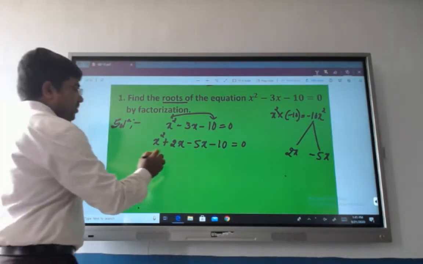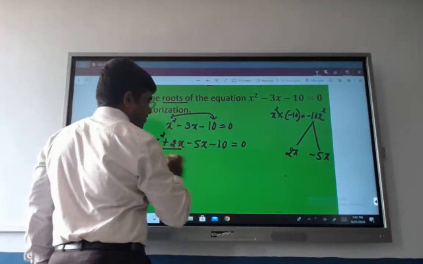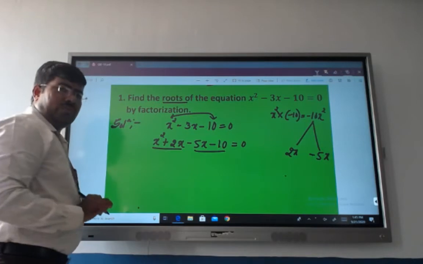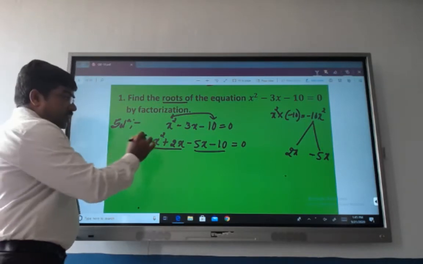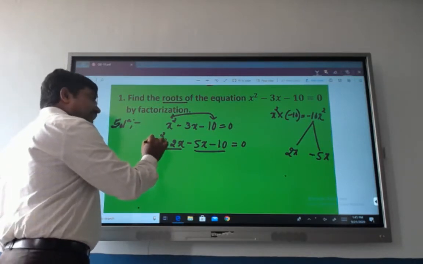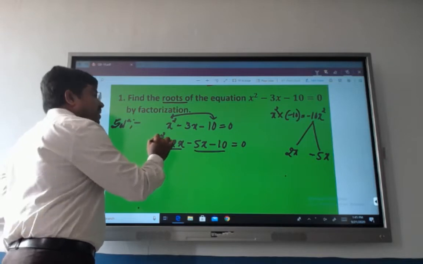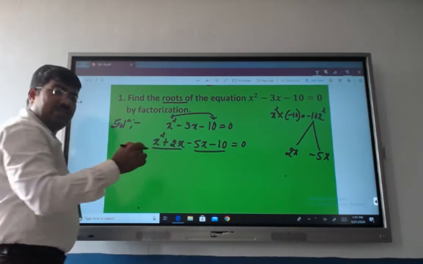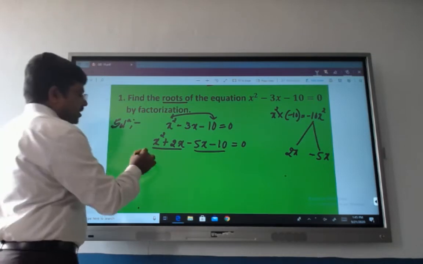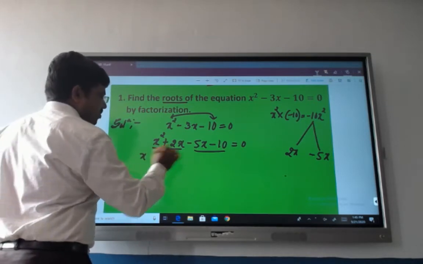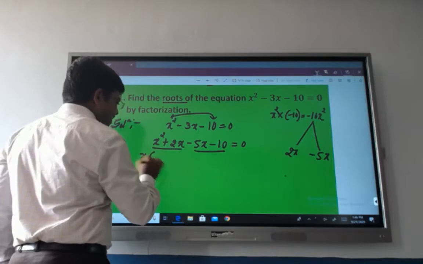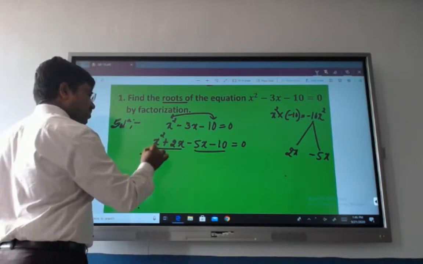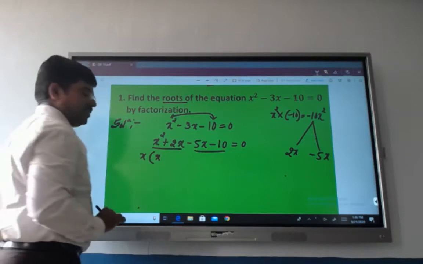Then continue. So now make this first group and this second group. Is there anything common in these two, x square plus 2x? Yes, x is common. x square is x into x, so we will take one x from this group. Then what is left in the bracket? x square means x into x, in that one x is already out, so x is left.